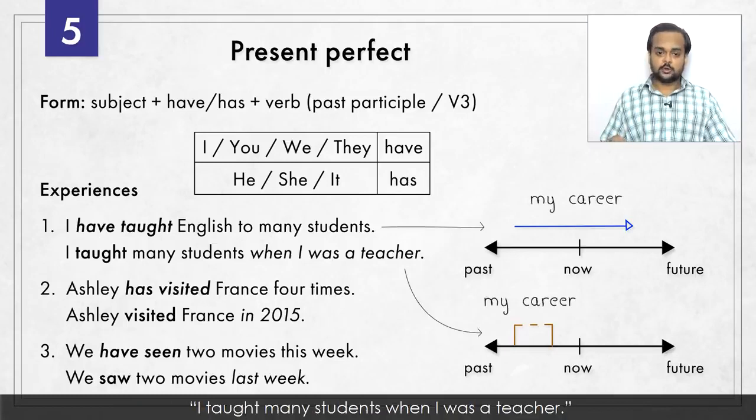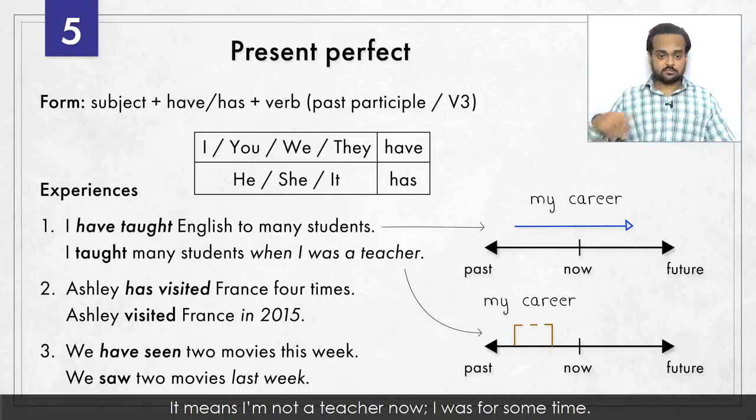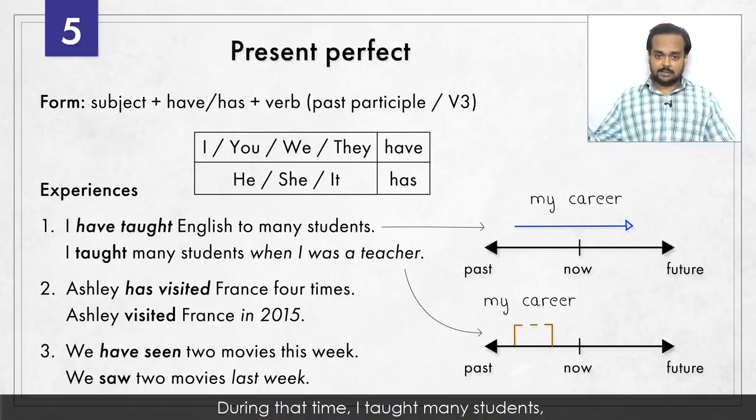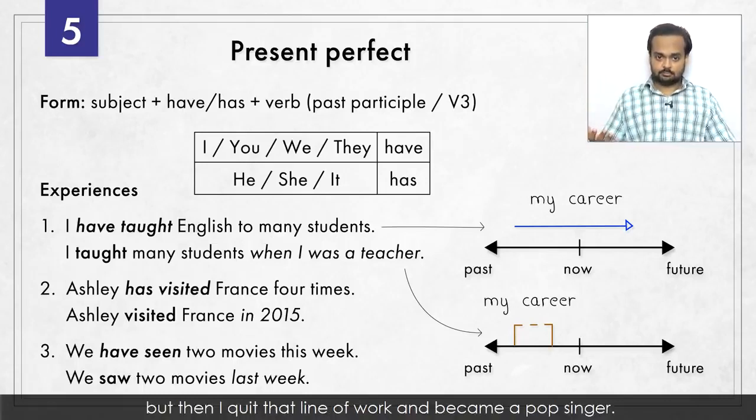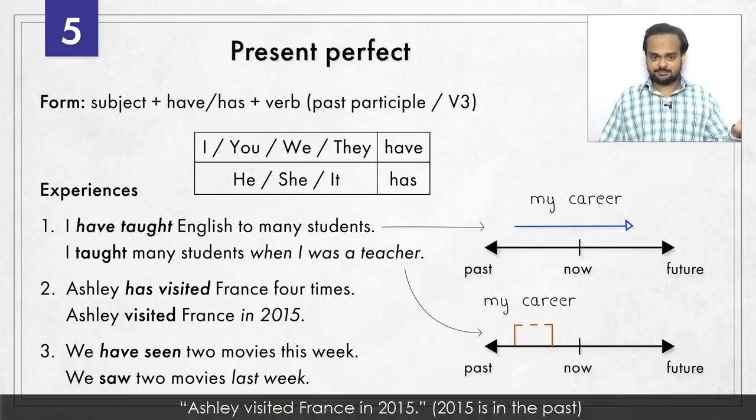I taught many students when I was a teacher. In this sentence, my career is over. It means I'm not a teacher now. I was for some time. During that time, I taught many students. But then I quit that line of work and became a pop singer.